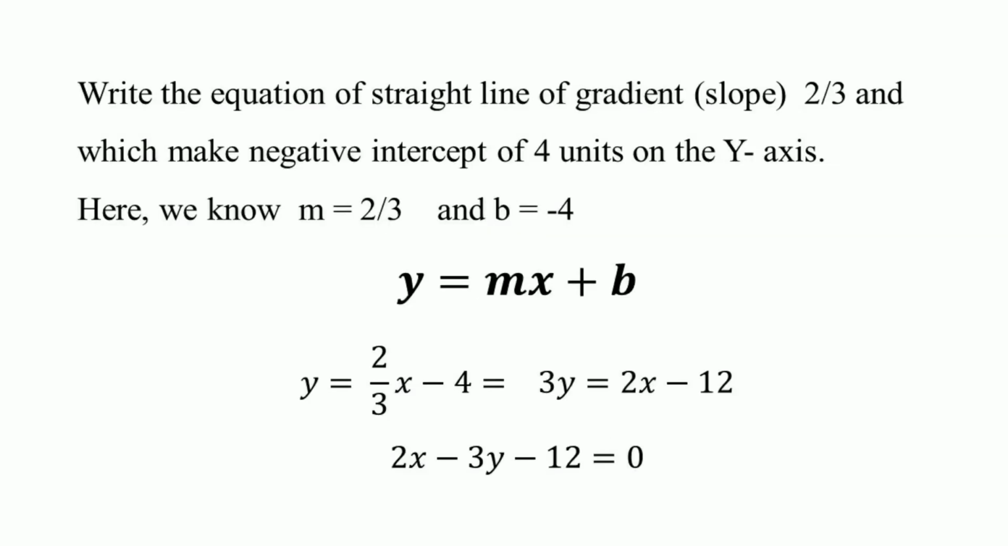Consider one more example: write the equation of the straight line where the slope is given, that is 2 by 3, and which makes a negative intercept of 4 units on the y-axis.